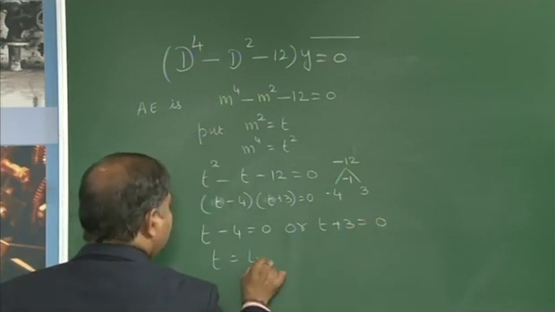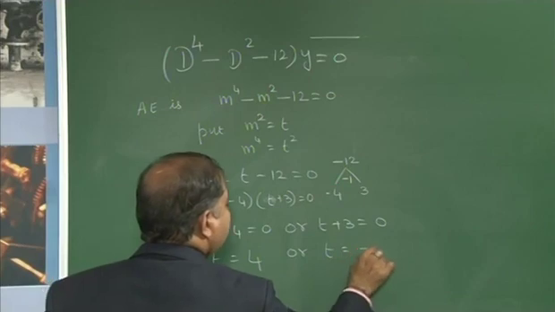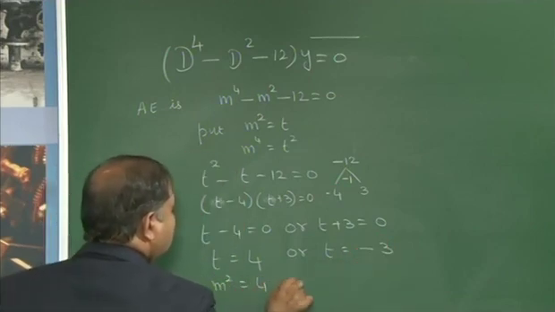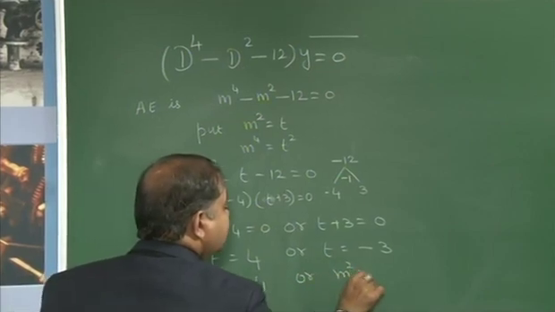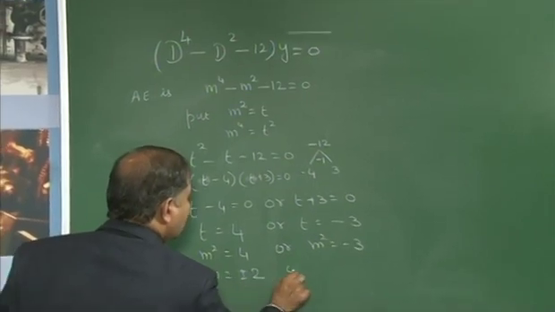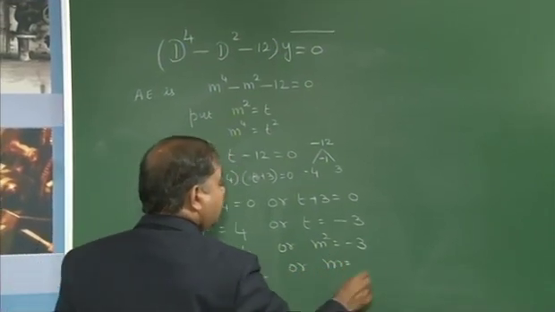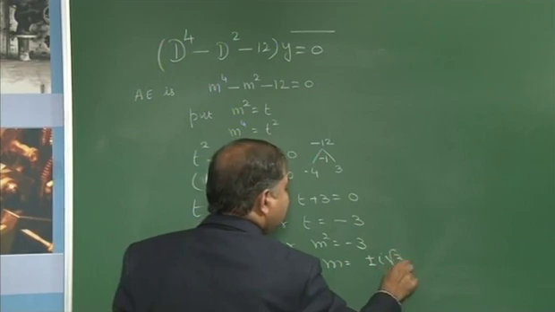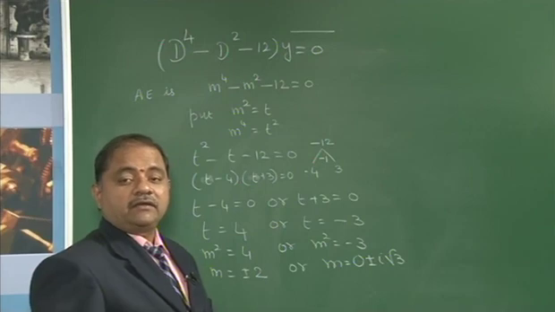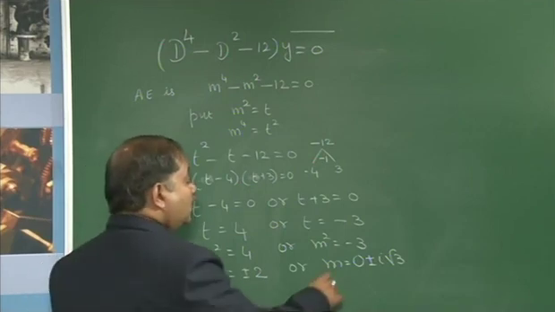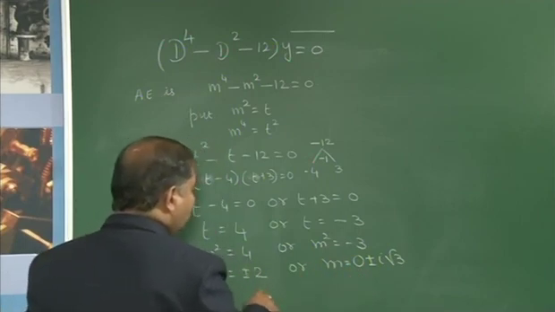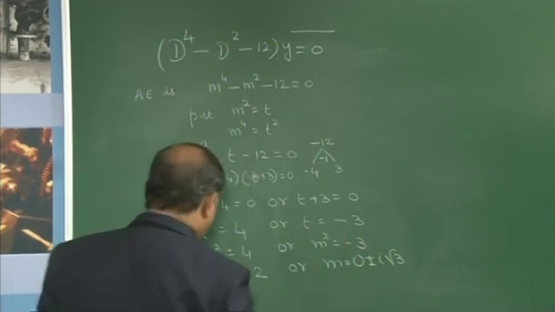t is equal to 4 or t is equal to minus 3. m squared is 4, that means m squared is minus 3. So what is m? Plus or minus 2 here, but here plus or minus i root 3, I can add 0 because m1 plus or minus i, m2 is our idea. So 0 plus or minus i root 3. You can see a combination of two unequal and the complex.